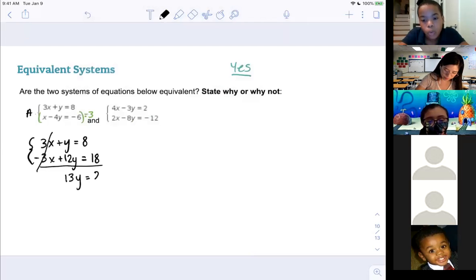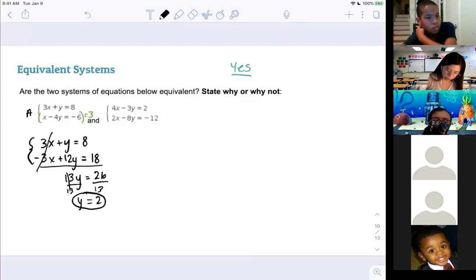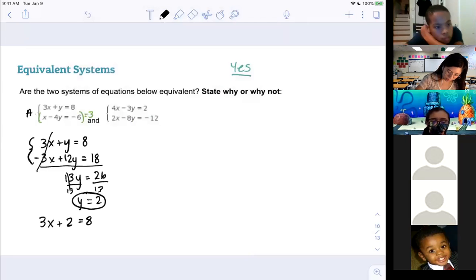Good, 26. So when I divide by 13 on both sides, I get y equals 2. Okay, I'm going to plug that back into the top equation, because that's a little bit easier. That's 3x plus 2 equals 8. Subtracting 2, I get 3x equals 6. Dividing by 3, I get x equals 2. So I have (2, 2).